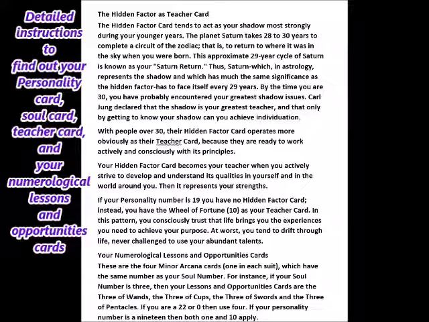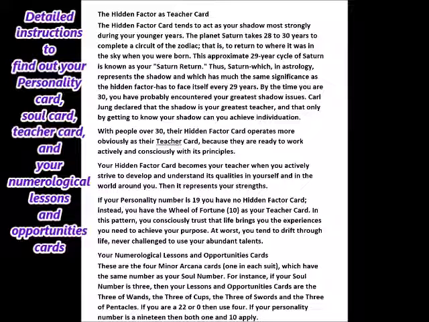If your personality number is 19, you have no hidden factor card. Instead, you have the Wheel of Fortune, 10, as your teacher card. In this pattern, you consciously trust that life brings you the experiences you need to achieve your purpose. At worst, you tend to drift through life, never challenged to use your abundant talents.